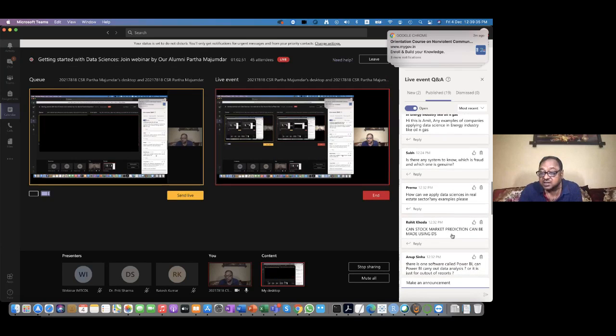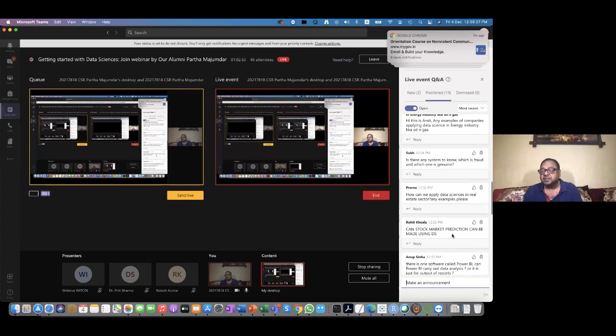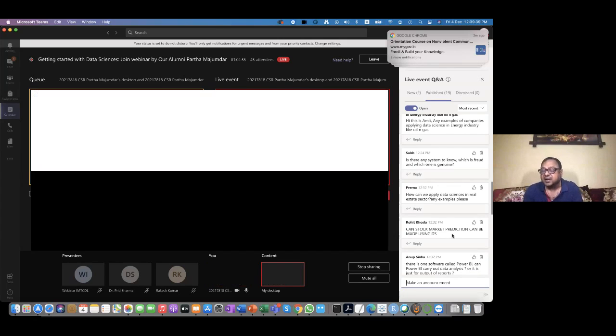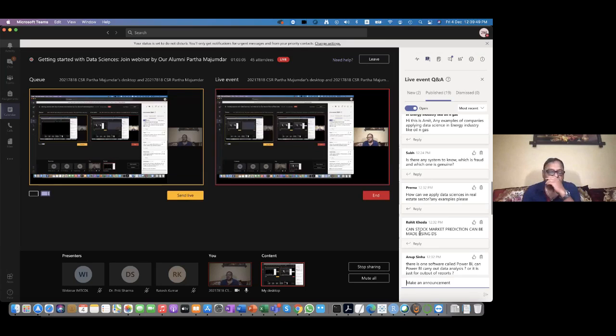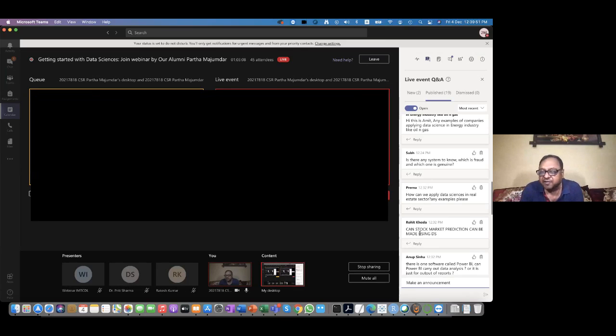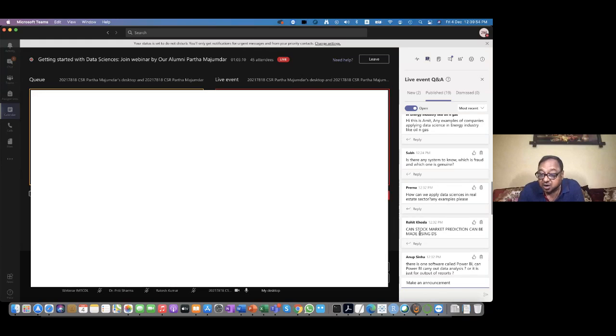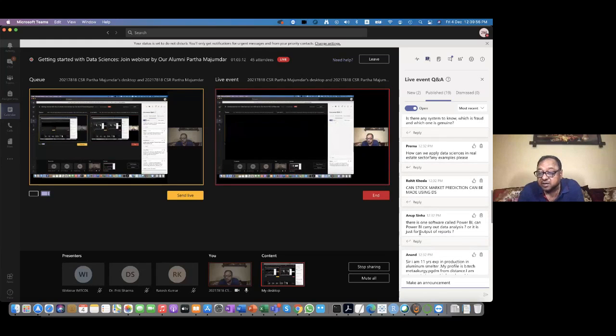Can stock market prediction be done? Yes, of course. Stock market predictions can be made using data science. In fact, I have developed a tool which predicts the stock market and I am reasonably benefiting from it. This particular tool, which I have developed using data science, predicts at around 80 to 85% accuracy rate. So that question is answered.